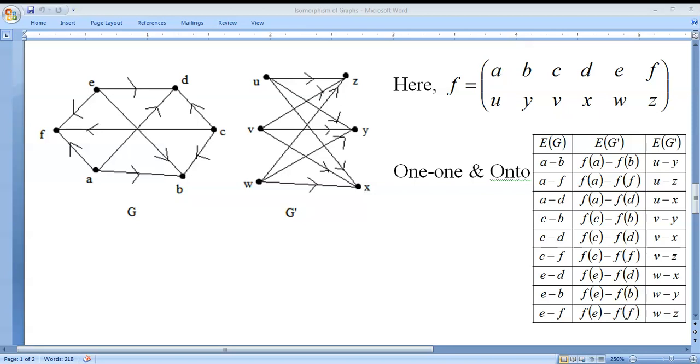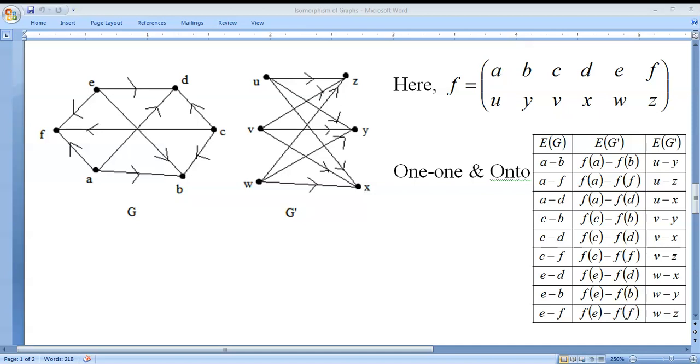So let us take another edge cd. Correspondingly, f of c, f of d must be an edge in the second graph. f of c means v, f of d means x. So vx must be an edge in the second graph. Clearly, vx is an edge in the second graph. So you take the last one, ef. Correspondingly, f of e, f of f must be an edge in the second graph. f of e means w, f of f means z. wz must be an edge in the second graph. Clearly, wz is an edge in the second graph.